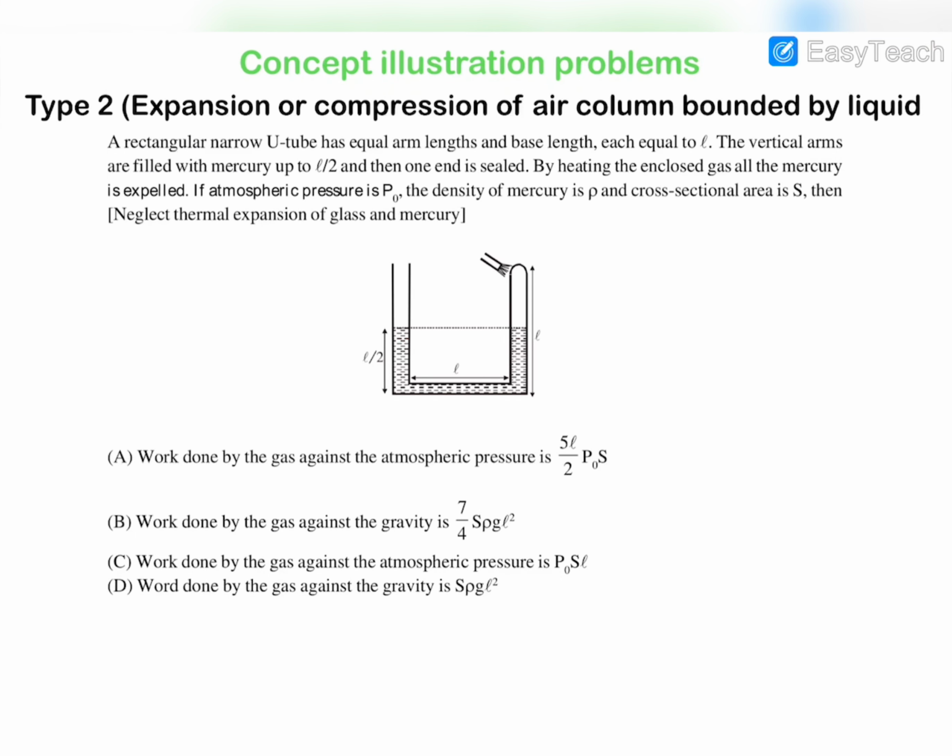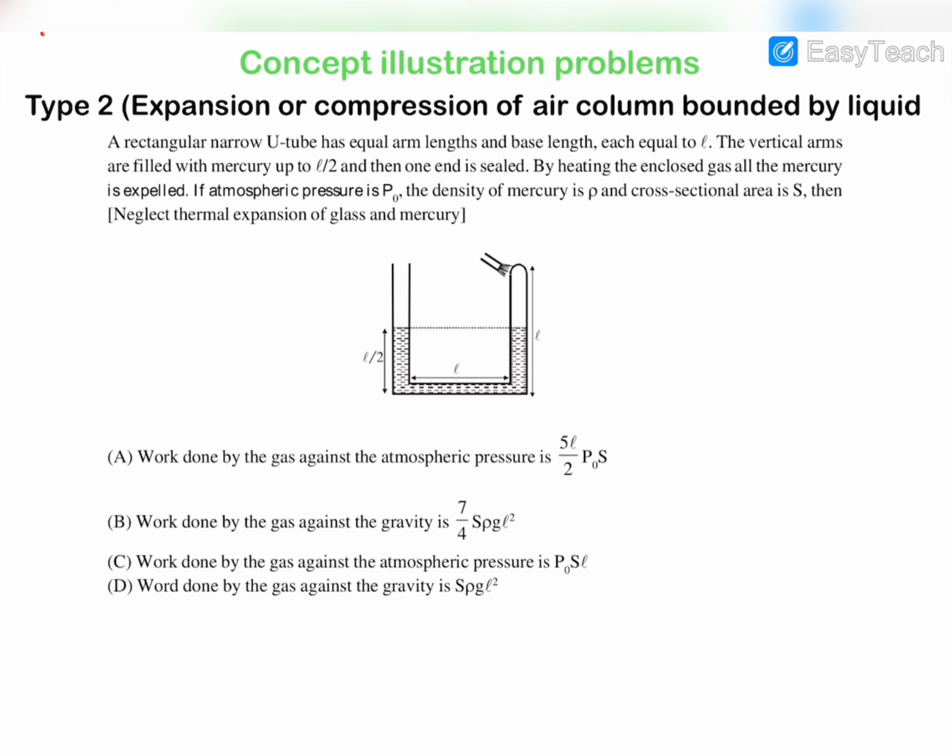In this question, you can see that there is a rectangular narrow U tube which has equal arm length. The length of each arm is L, and the base length is also L. Now this tube is filled with mercury as shown in the figure, and this end of the tube is sealed and it is heated by a torch, and due to that heat this air expands and it pushes the mercury out of the tube completely. So we are completely pushing this mercury out of the tube.